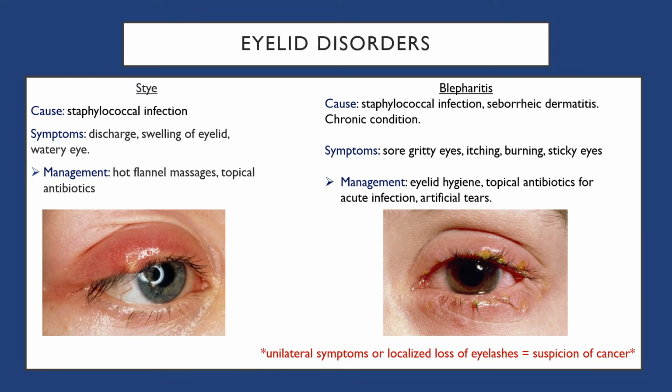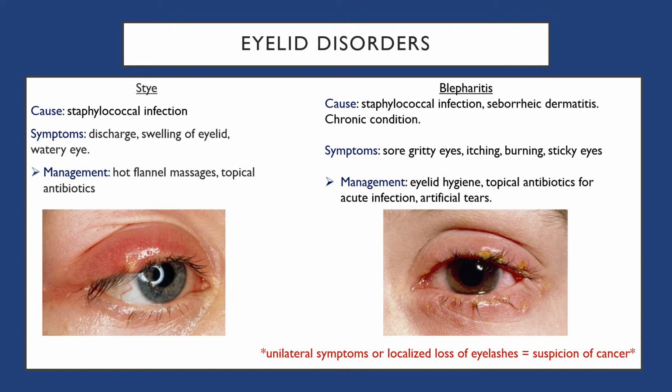So starting off with eyelid disorders. We'll start off with a stye. This is basically either an infected hair follicle at the base of an eyelash or an infected oil gland. It can be caused by staphylococcal infection, and symptoms would be discharge, swelling of the eyelid, and a watery eye. So management of this is with topical antibiotics and the use of hot flannel massages.